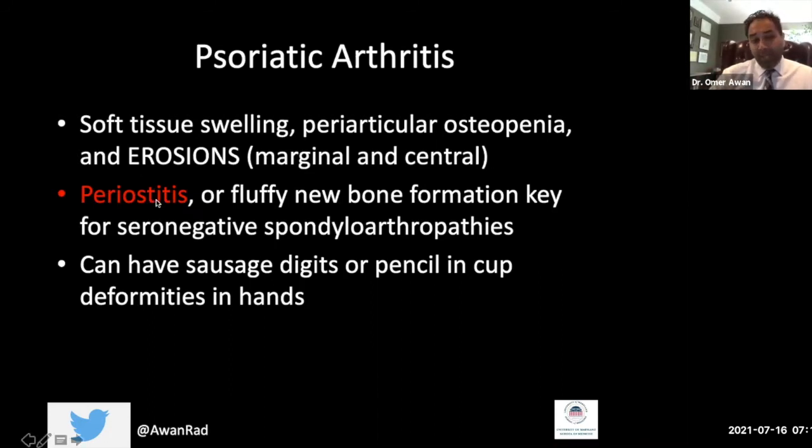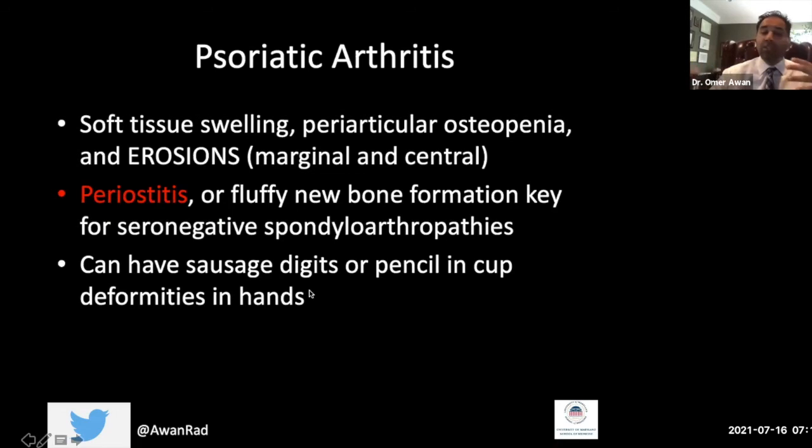A key finding that a lot of residents don't understand, in my experience training residents, is periostitis or fluffy new bone formation around the joints. That's a finding that's only seen in seronegative spondyloarthropathies. You will never see periostitis in RA. You won't see it in pretty much any other arthritis. Periostitis, or whiskering, at AIRP, Dr. Murphy talks about whiskering of the bone. That is seen really only in the seronegative spondyloarthropathies. And it's a very helpful finding if you see it, because you can narrow your differential diagnosis down.